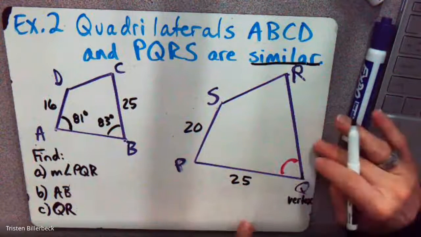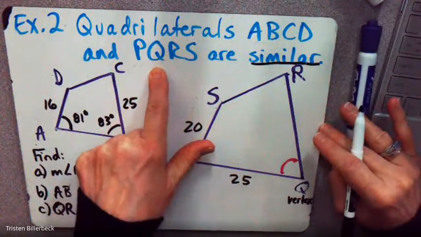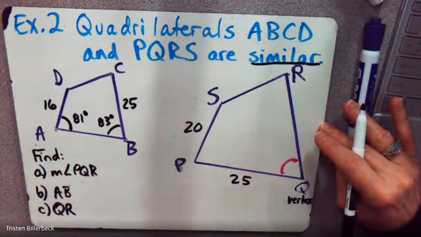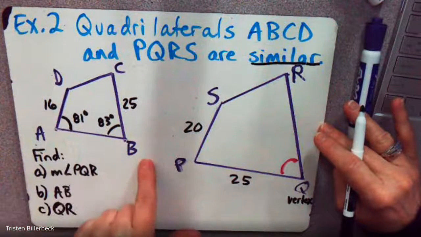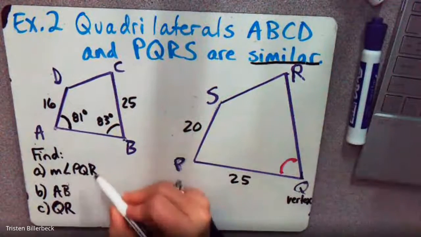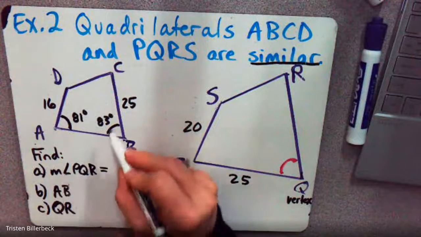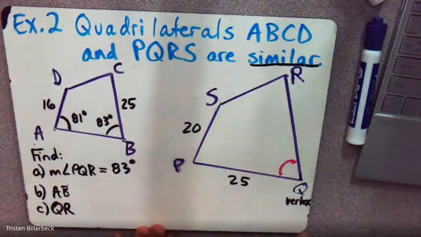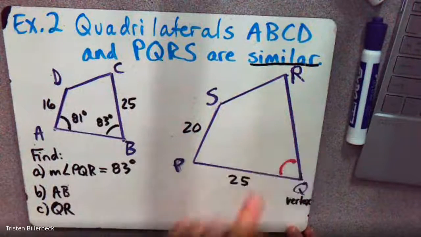Now we have to find what it relates to. So Q is the second letter here. That's the vertex. So Q goes with B. So we're looking for the angle with B as a vertex. So they give us an angle with A as a vertex and B as a vertex. So we want B. So that means that the measure of angle PQR is 83 degrees because ABC corresponds to PQR.